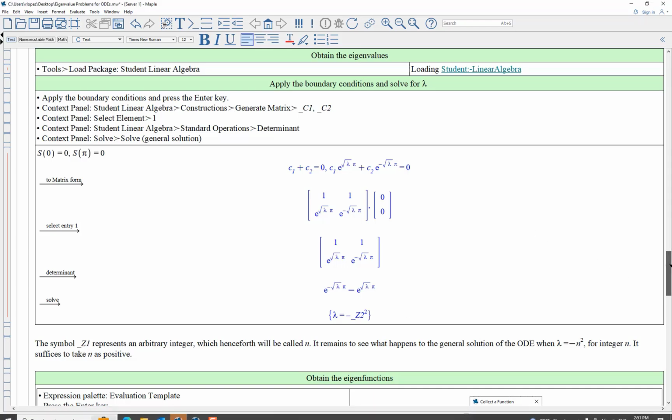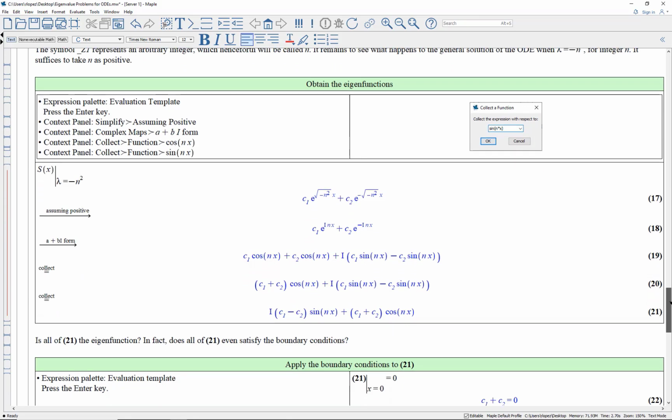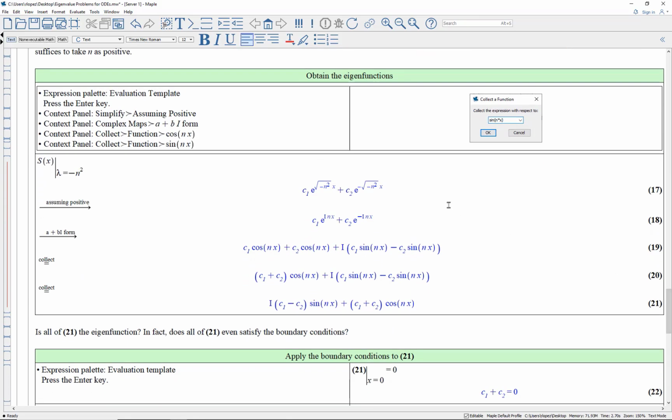Okay, now that we know the eigenvalues, we can move on to the computation of the eigenfunctions. All right, so here is the solution. We called it S. We make lambda be minus n squared. This is what it's going to look like. We do a simplify with the option assuming positive, and clearly this minus comes out. That's what the capital I represents, square root of minus 1. Put it in rectangular form, a plus bi form. It needs some cleaning up.